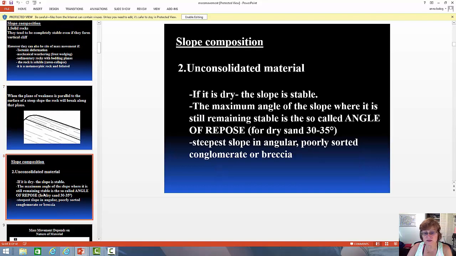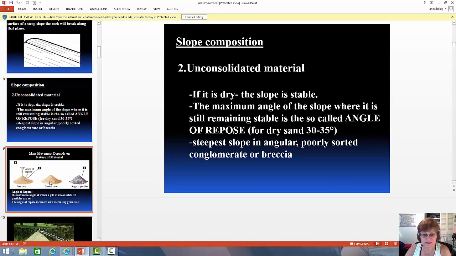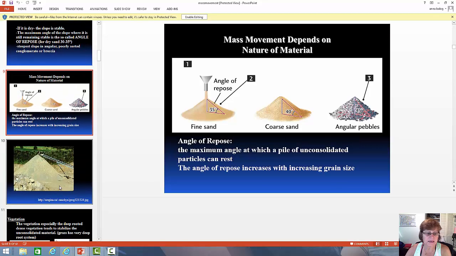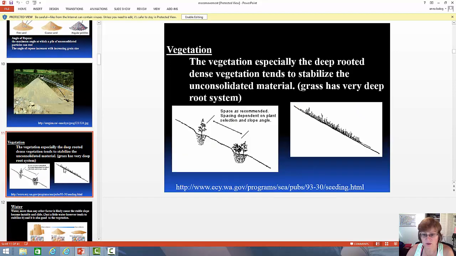If you have unconsolidated material, you have to know about the angle of repose, and that is different in different types of sedimentary rocks. Remember, we talked about it. You understand that vegetation is very important. The deeper the root system, the more stable the slope becomes.